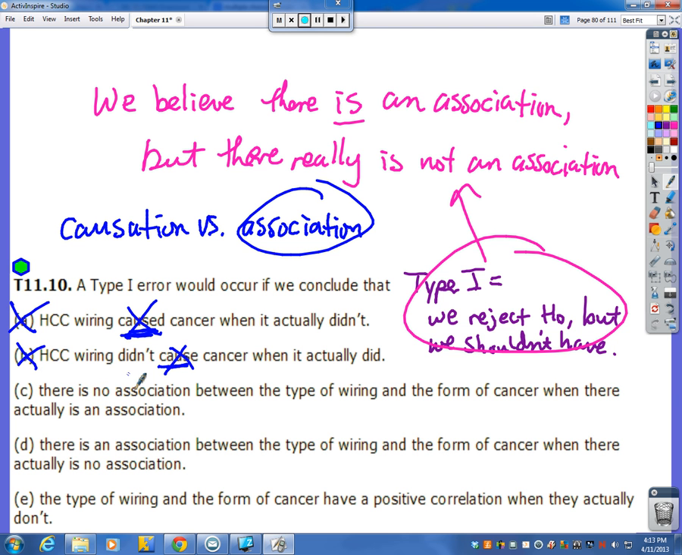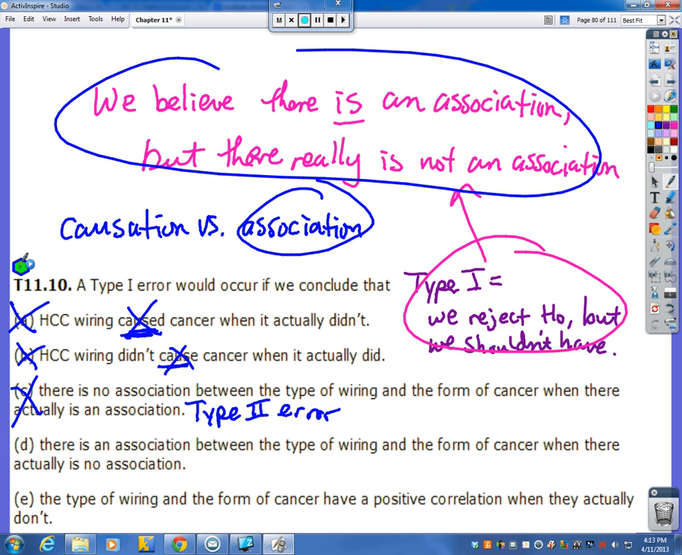C, there is no association between the type of wiring and the form of cancer when there actually is. Well, that's really saying the exact opposite of what that is. This is really a type 2 error instead. So that's not it. D, there is an association between the type of wiring and the form of cancer when there really is no association. And that's exactly pretty much what I've got right there. So the answer is D.